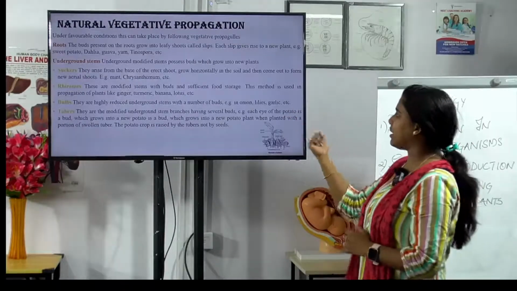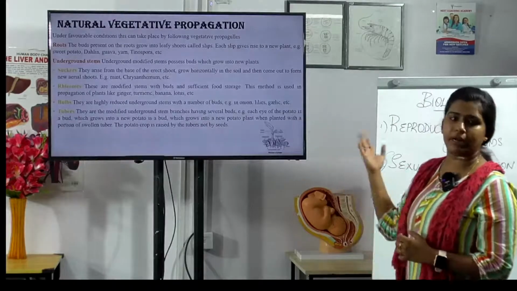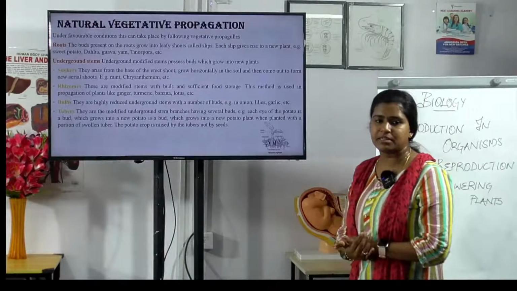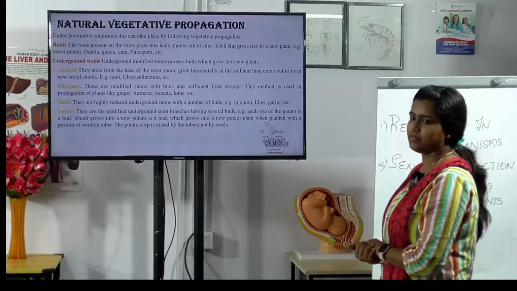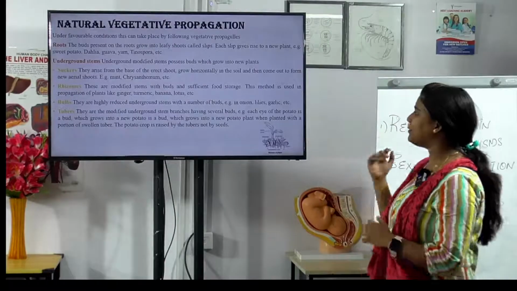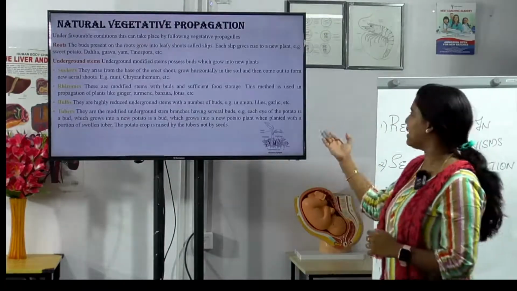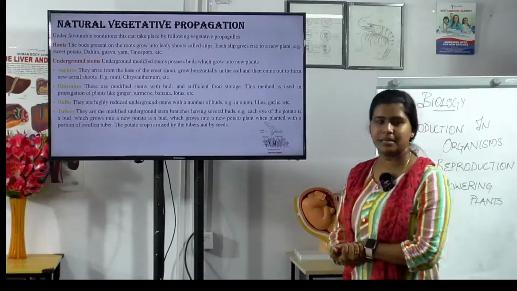And the next is rhizomes. These are modified stems with buds. Next one is bulbs. These are highly reduced underground stems with a number of buds. Examples for bulbs: onion, garlic.